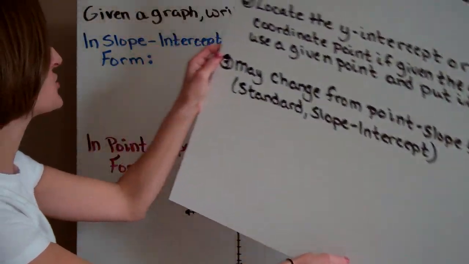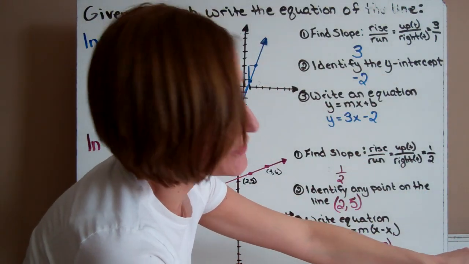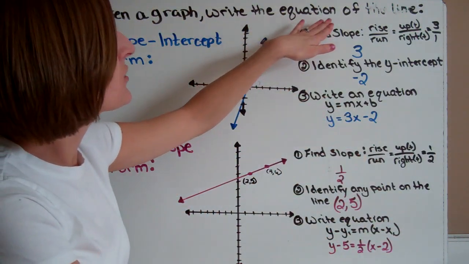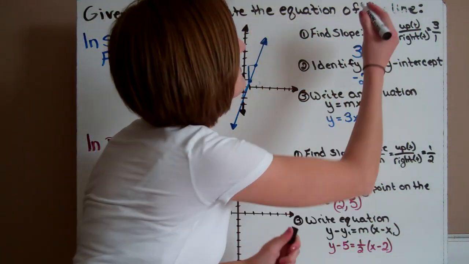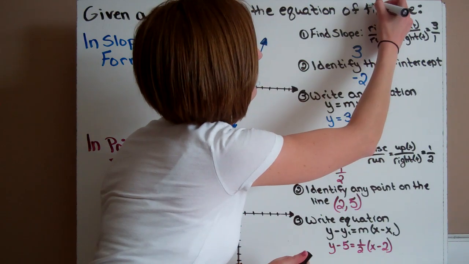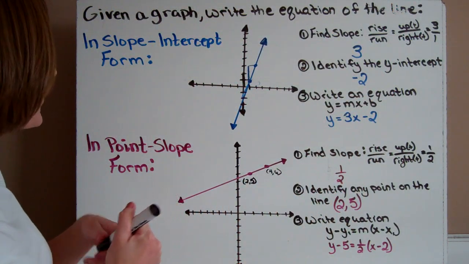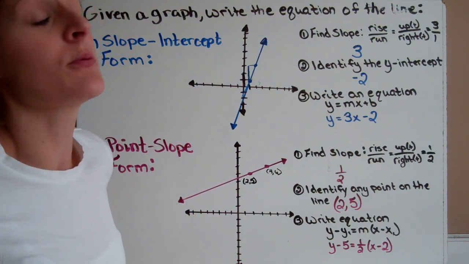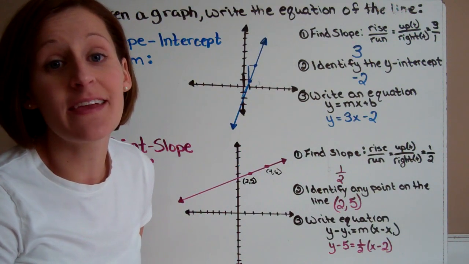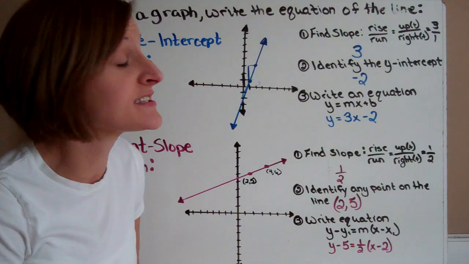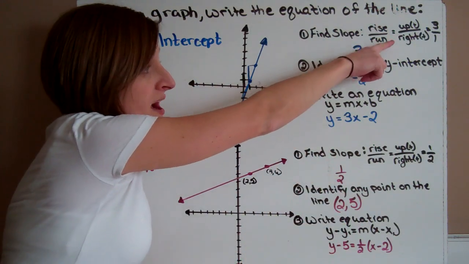Alright, so this first one we're going to do, given a graph, write the equation of the line. So the first one we're going to write it in slope intercept form. Now I've been given the graph, so I'm going to find the slope. First one, rise over run.